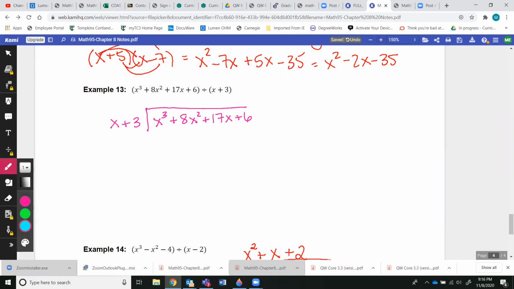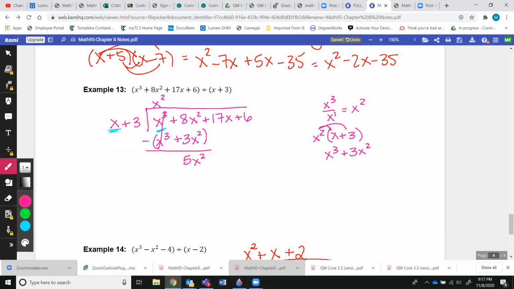So remember, I look at the leading terms. X times what is going to give us x to the third? Well, x times x squared. Or you could say x to the third divided by x, 3 minus 1 is x squared. Now I multiply this x squared by both of these. X squared times x plus 3 gives me x cubed plus 3x squared. That's what I'm going to put here. Because there are two terms, I have to put it in parentheses and subtract. 8 minus 3 is 5, so 5x squared.